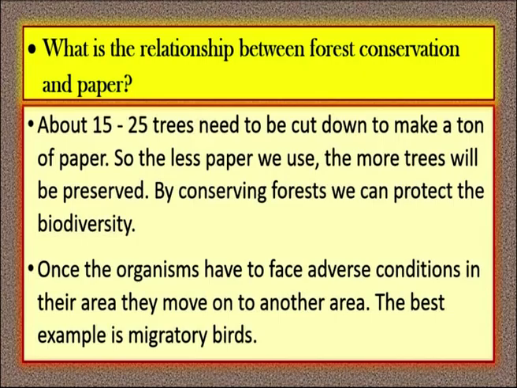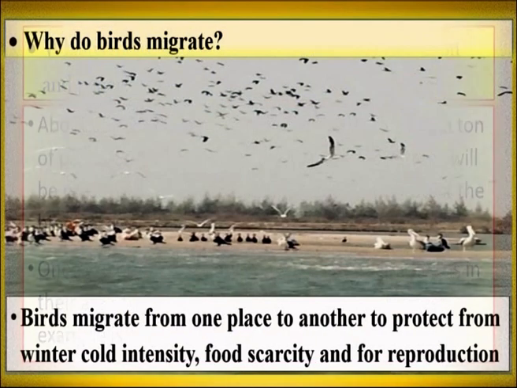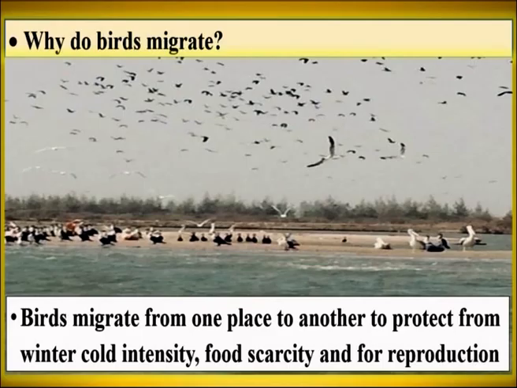When organisms face adverse conditions in their area, they move on to another area. The best example is migratory birds. Children, have you seen any migratory birds in your location? Why do birds migrate from one place to another? Generally, birds migrate to protect themselves from winter cold intensity, food scarcity, and for reproduction purposes. You might have observed a flock of birds flying in the sky in a particular season.